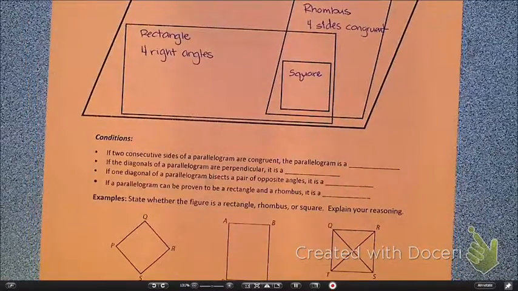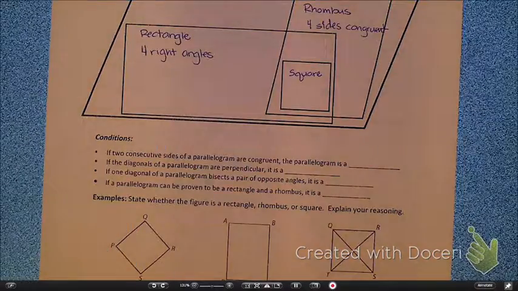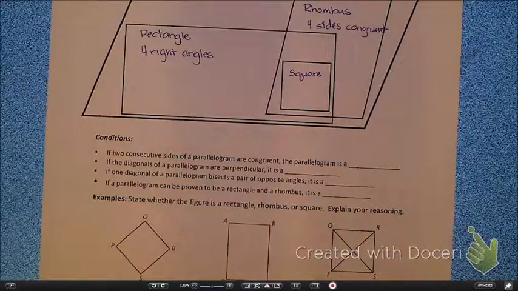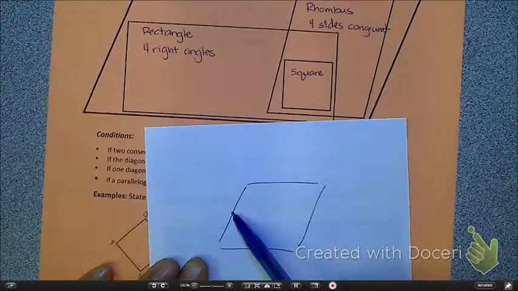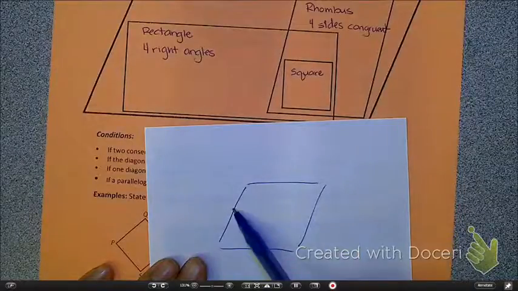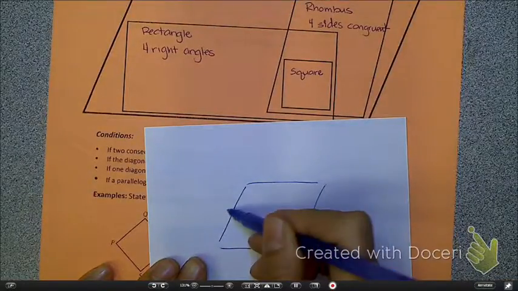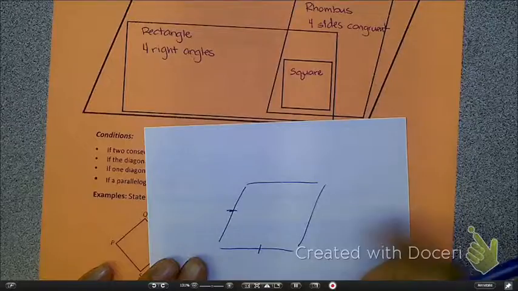Okay, let's go ahead and look at the last part, which is our conditions, okay? So in our conditions, our first condition says if 2 consecutive sides of a parallelogram are congruent, then the parallelogram is a blank, okay? Well, think about it. If you have a parallelogram, I'll draw it here for you. You have a parallelogram, and the consecutive sides, which means in a row, so like this side and this side, are congruent. Okay, what does that mean about the parallelogram?